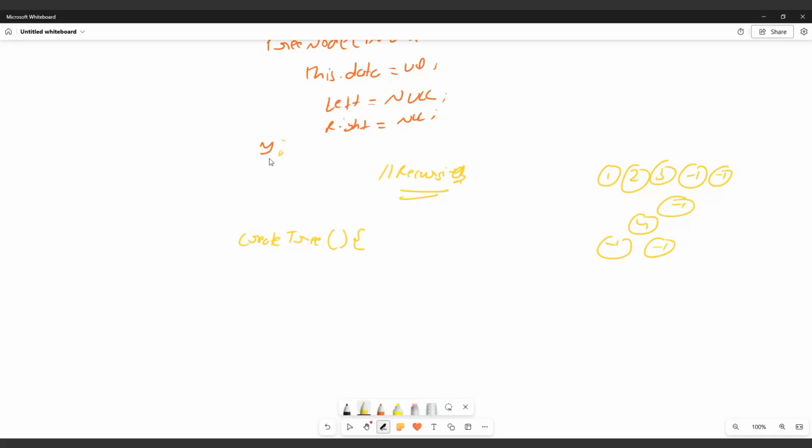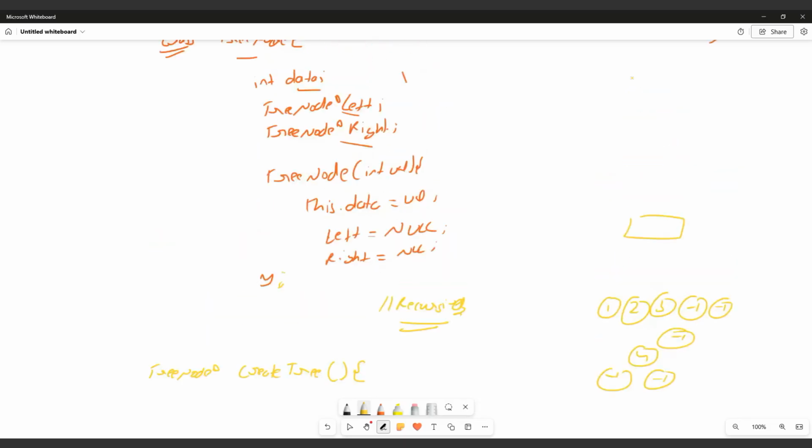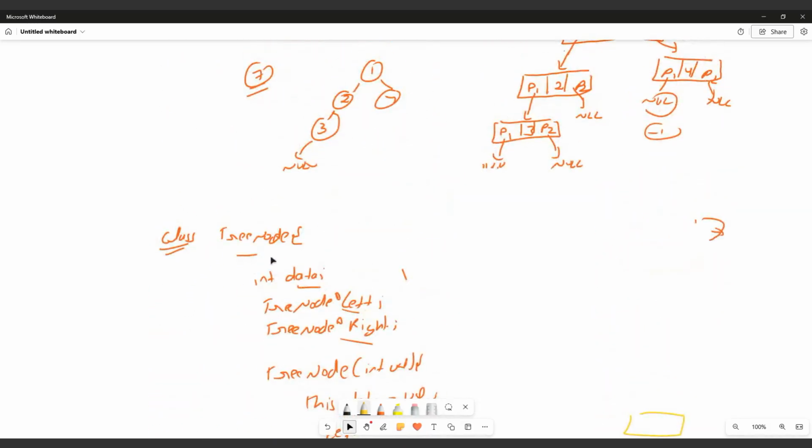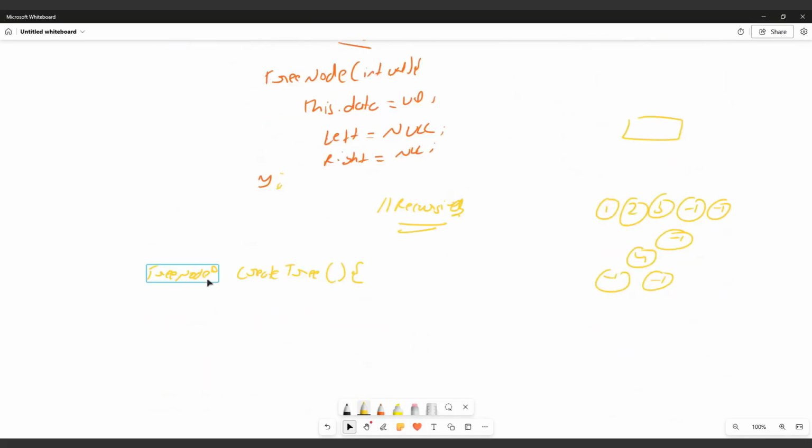But still, thank you. So we are writing a function like create tree, and from this function we are returning the reference to the root. We are creating a tree node star, a pointer of this data type. Tree node is our data type, and we are creating a pointer to that value, that's why we are writing tree node star. So we are creating the create tree function.